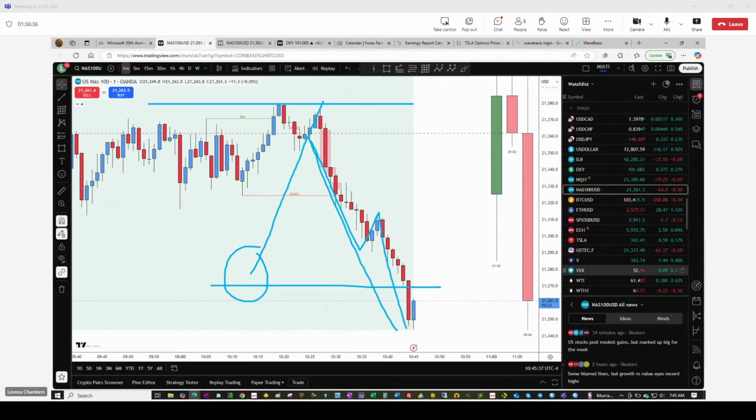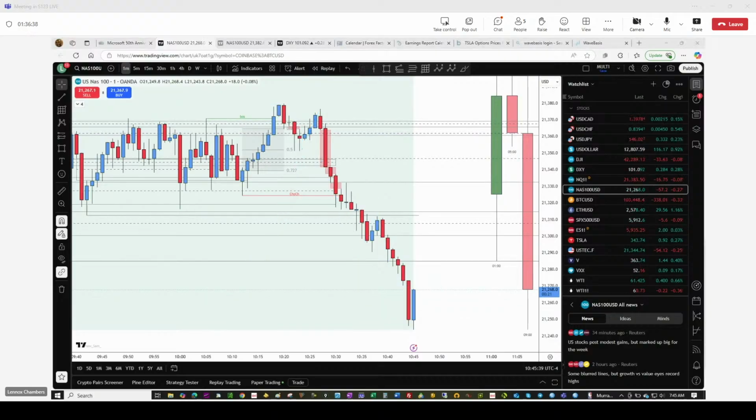So NAS is doing the same thing. Because I have a 1, 2, 3 at this point, the trajectory is to the downside. So are we done now? It looks like a possibility.